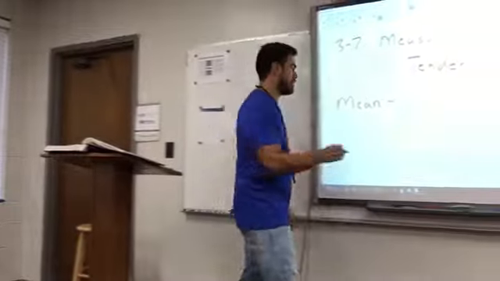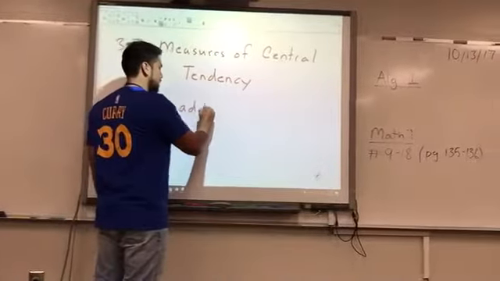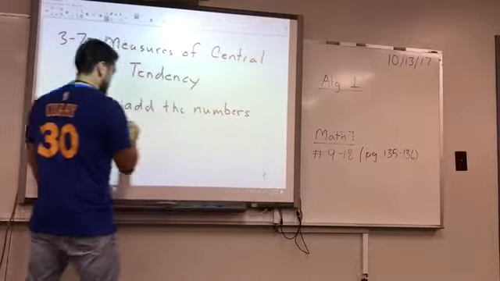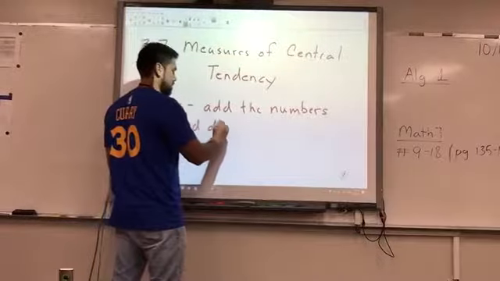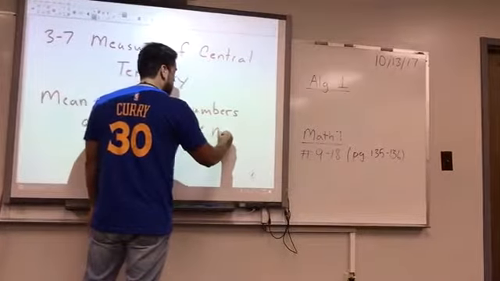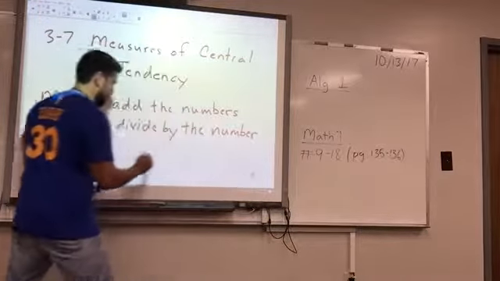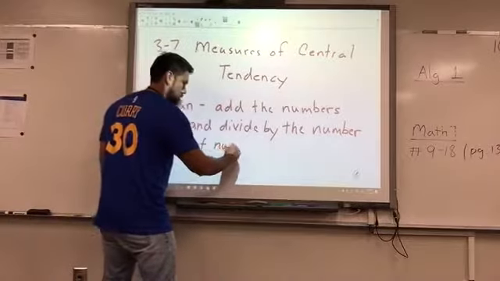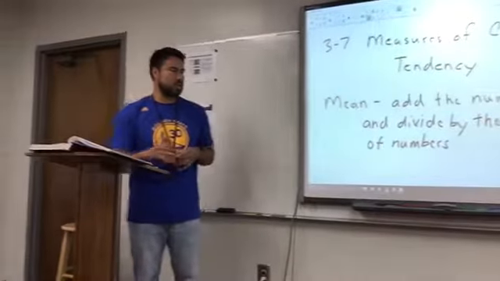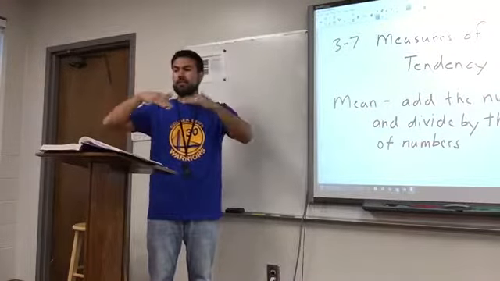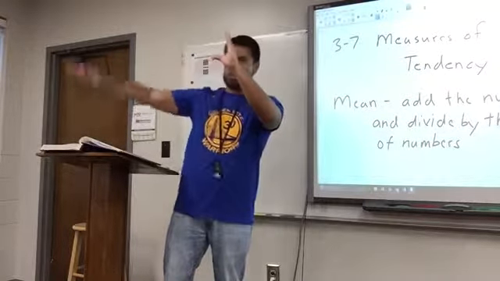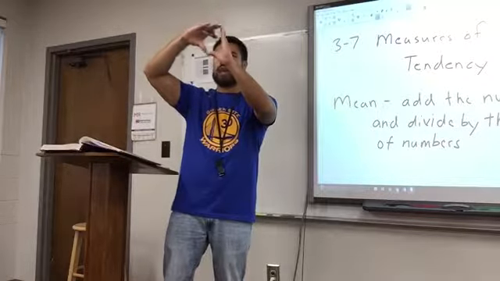So to find the mean, add the numbers and divide by the number of numbers. This is a measure of central tendency because when you add all the numbers and then divide by the number of numbers, the final mean value that you get is trying to show how those numbers in that data tend to go toward that average.